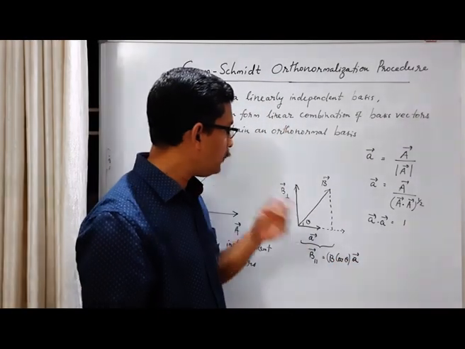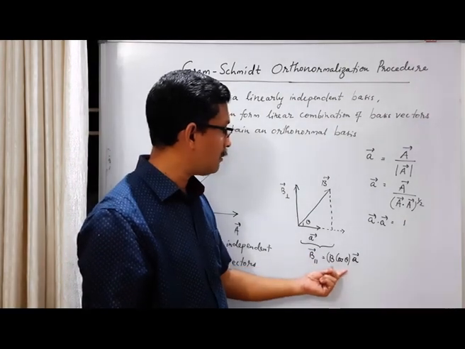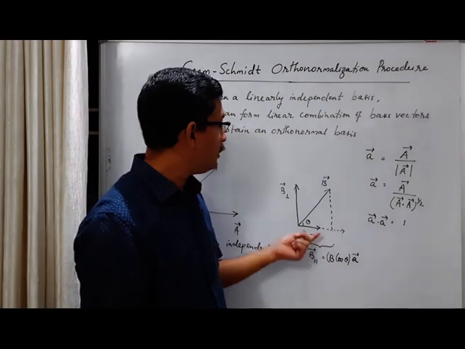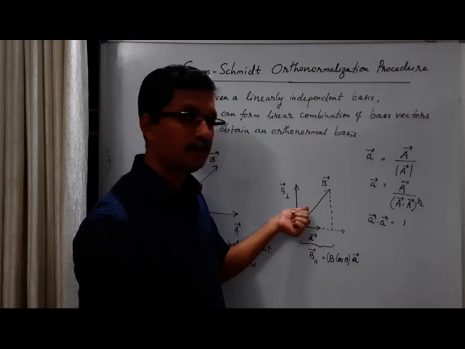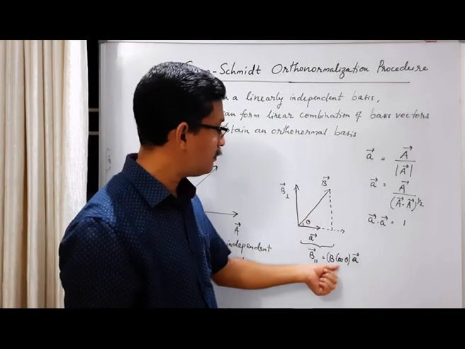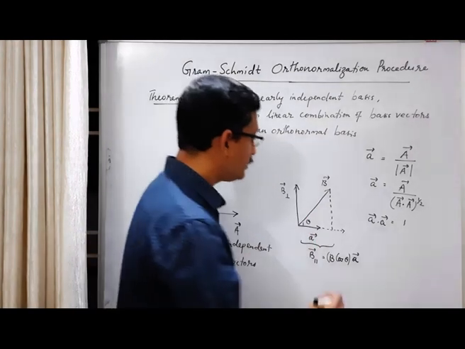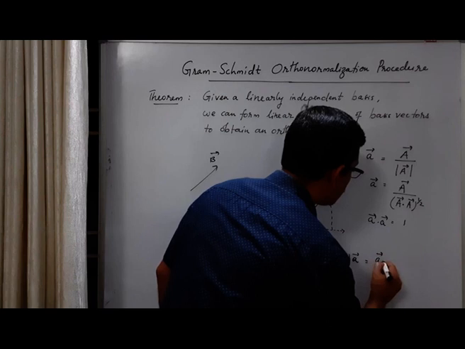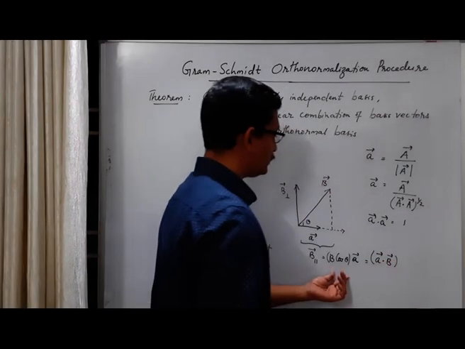Now if we look at this B cos theta part, this magnitude, we can think about it as follows. You can take the scalar product between this unit vector and this vector B. This B cos theta is actually the scalar product between this unit vector and B. So let me write this B cos theta as A dot B.